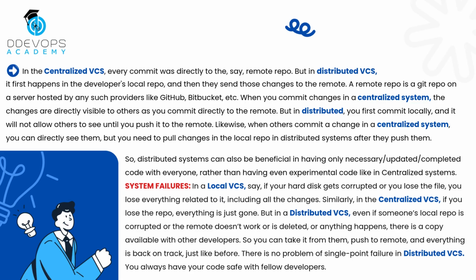System failures. In a local VCS, say, if your hard disk gets corrupted or you lose the file, you lose everything related to it, including all the changes. Similarly, in the centralized VCS, if you lose the repo, everything is just gone. But in a distributed VCS, even if someone's local repo is corrupted, or the remote doesn't work, or is deleted, or anything happens, there is a copy available with other developers. So you can take it from them, push to remote, and everything is back on track, just like before. There is no problem of single-point failure in distributed VCS. You always have your code safe with fellow developers.